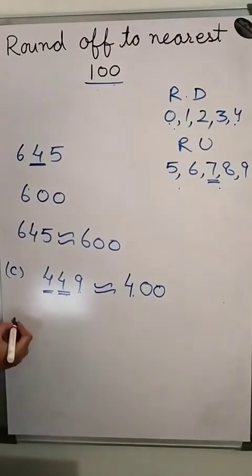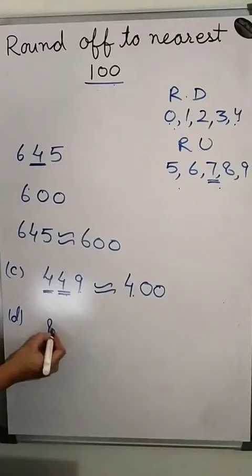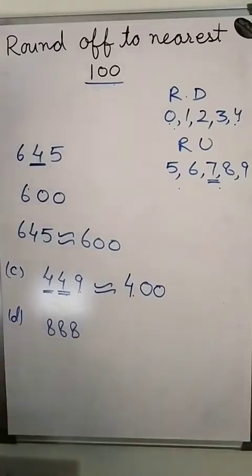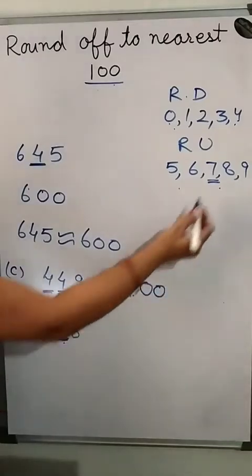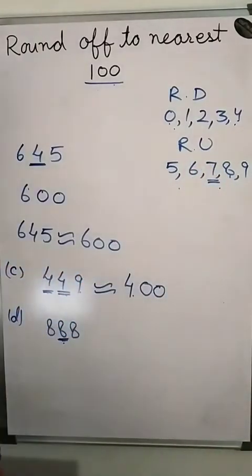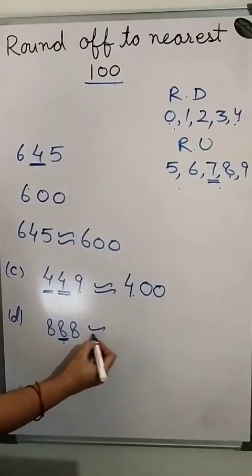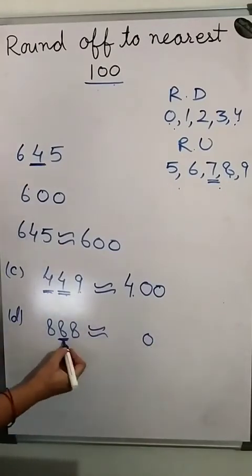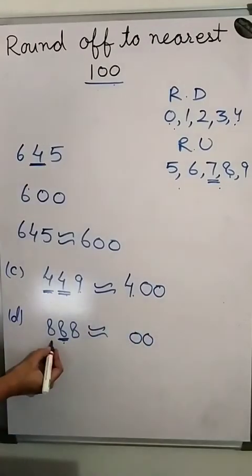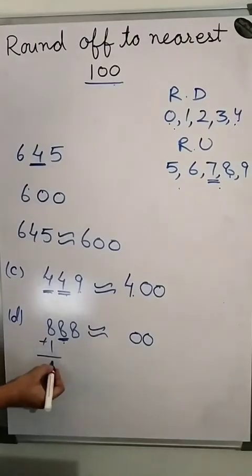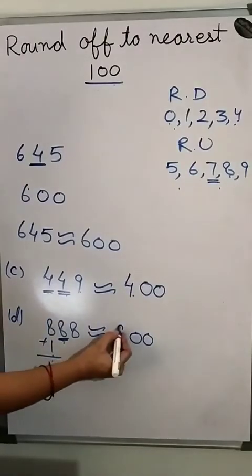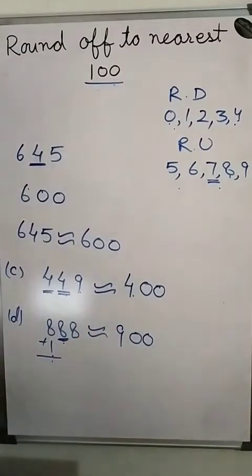But suppose you have a number 888. Just check the tens digit number. The tens digit number is 8, meaning round up. Round up means in place of the unit digit put 0, in place of the tens digit you put 0, but here you add 1. So 8 plus 1 is equal to 9. So the answer is equivalent to 900.